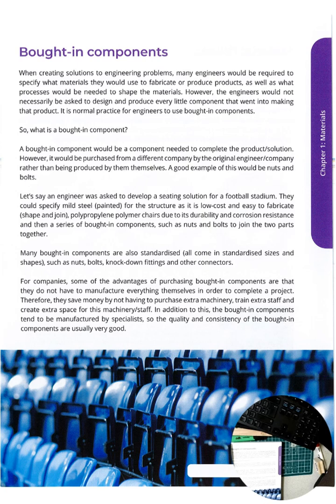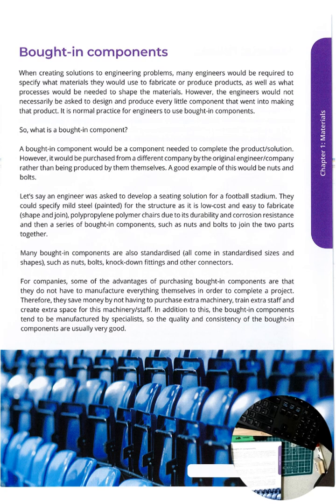A bought-in component would be a component needed to complete the product or solution. However, it would be purchased from a different company by the original engineering company, rather than being produced by themselves. A good example of this would be nuts and bolts. Let's say an engineer was asked to develop a seating solution for a football stadium. They could specify mild steel, painted, for the structure, as it is low cost and easy to fabricate, shape and join. Polypropylene polymer chains due to its durability and corrosion resistance, and then a series of bought-in components such as nuts and bolts to join the two parts together.